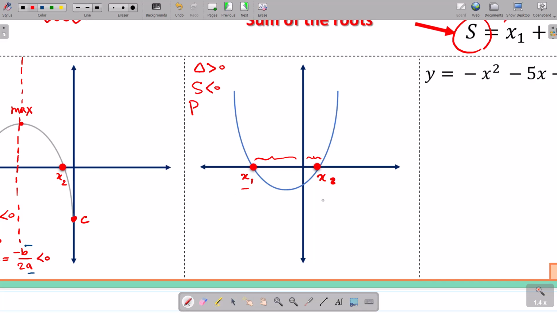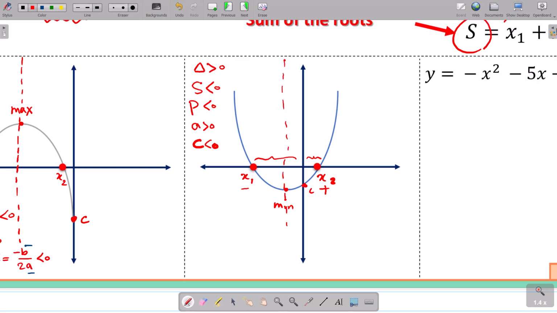One of them is negative, one of them is positive. The product of these two will be negative. Here is the sign of S and P. Let's do A, B, and C. It is upward. We have a minimum amount. So A is positive. C is here. Again, C is negative. And what about B?